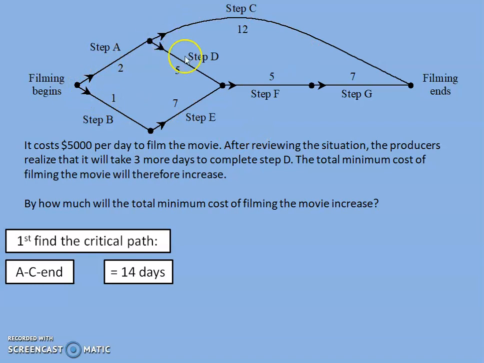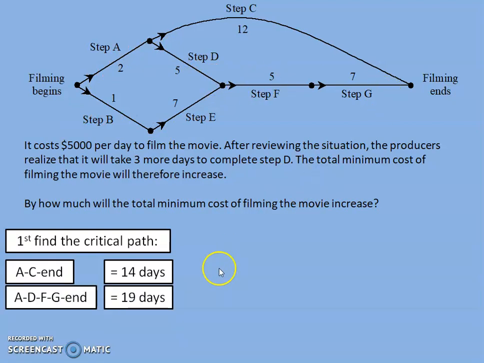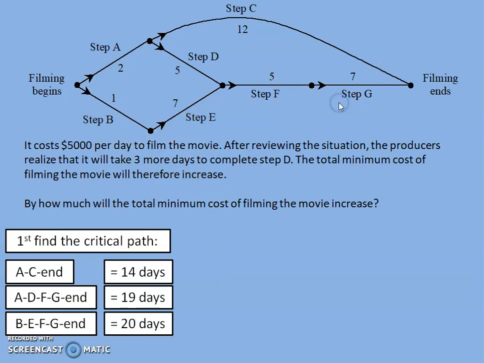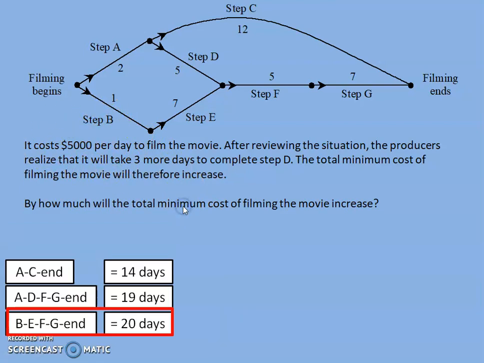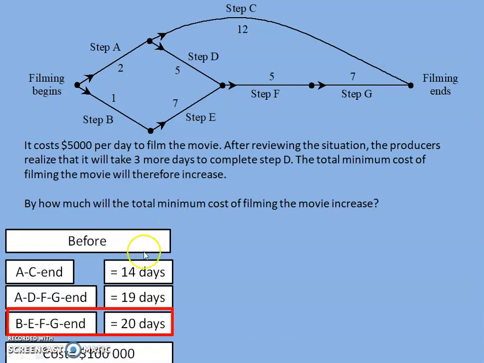There's also A, D, F, G to the end. That's another path. That's 2 plus 5 plus 5 plus 7. It's a total of 19 days. And then there's this path down here, B, E, F, G to the end, and that one adds up to 20. That means that the critical path, remember, is the single longest path. It's kind of like the weakest link of all the beginning to end paths. That's 20 days. And so given that it costs $5,000 per day, we can figure out the cost at the beginning. The before cost is $100,000.